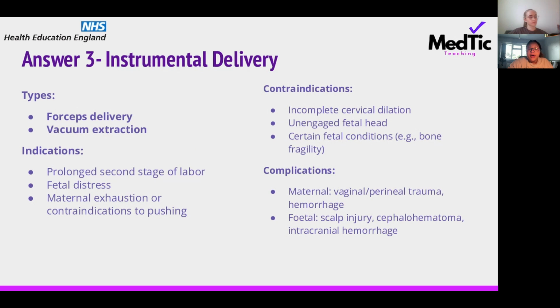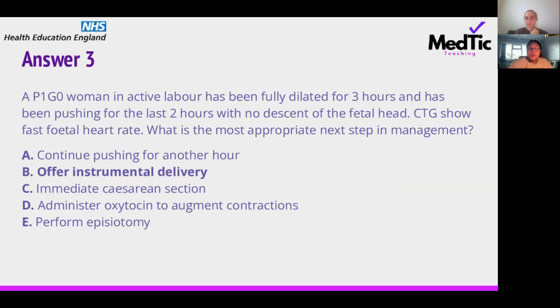So in terms of why the other options weren't appropriate. Option A, if we wanted the mum to continue pushing for a further 2 hours, 2 hours is the maximum accepted window for women to be pushing without any progression. Waiting longer just risks more complications for mum and baby. An immediate cesarean section is really only indicated if there's a failure of the instrumental delivery, or if it's not possible or potentially contraindicated.